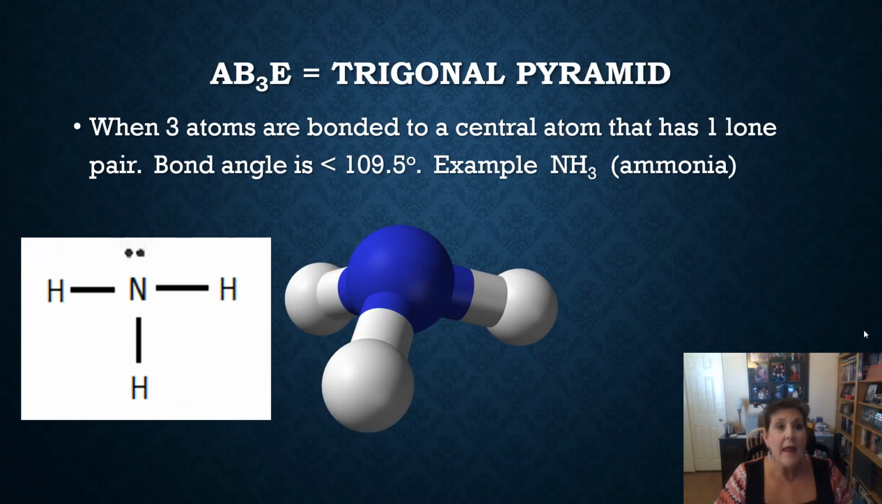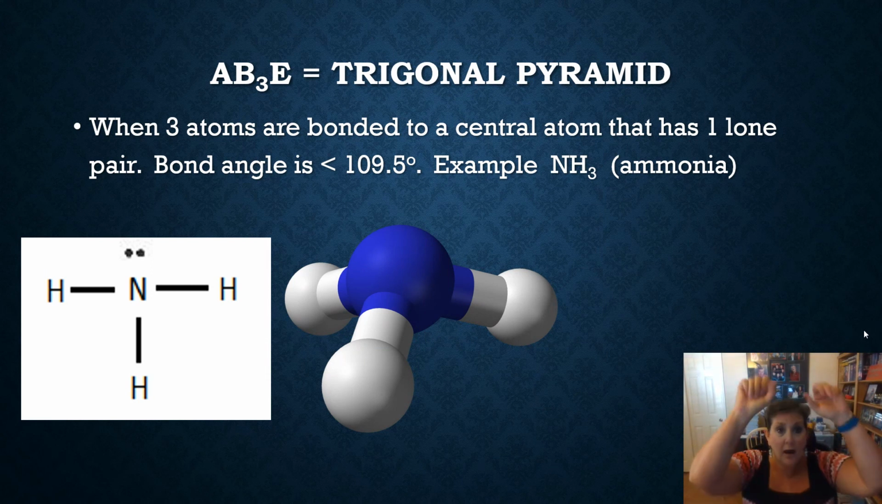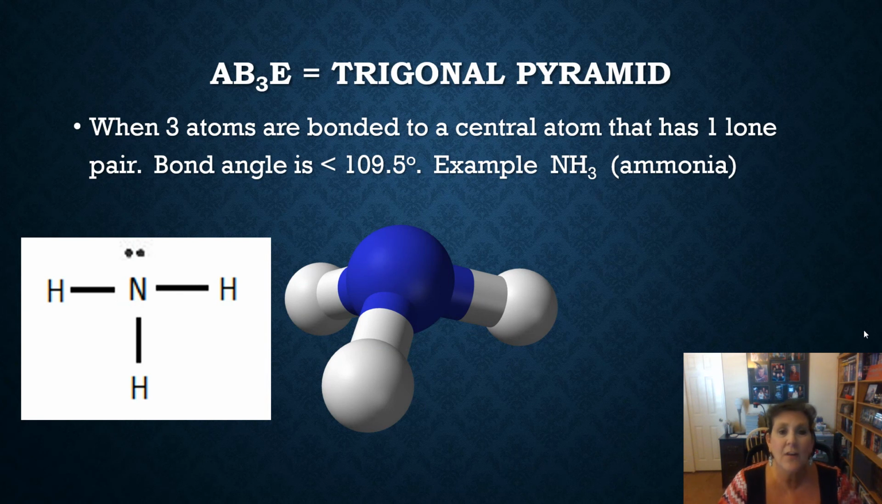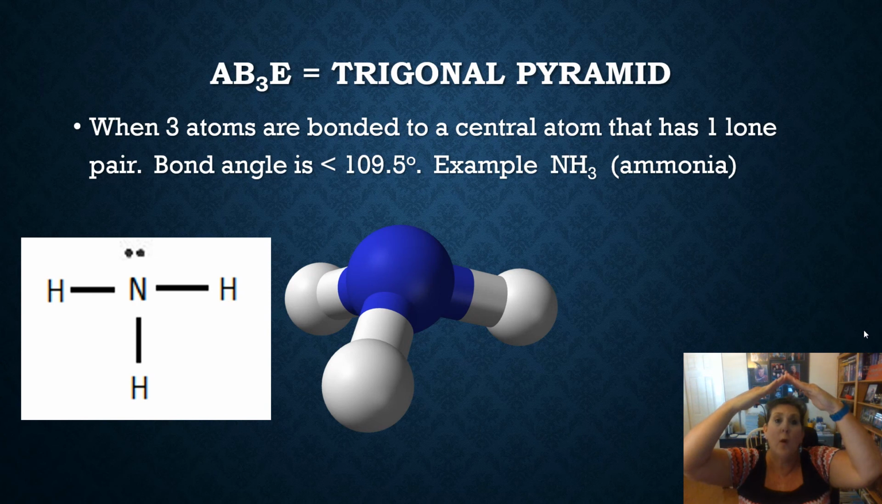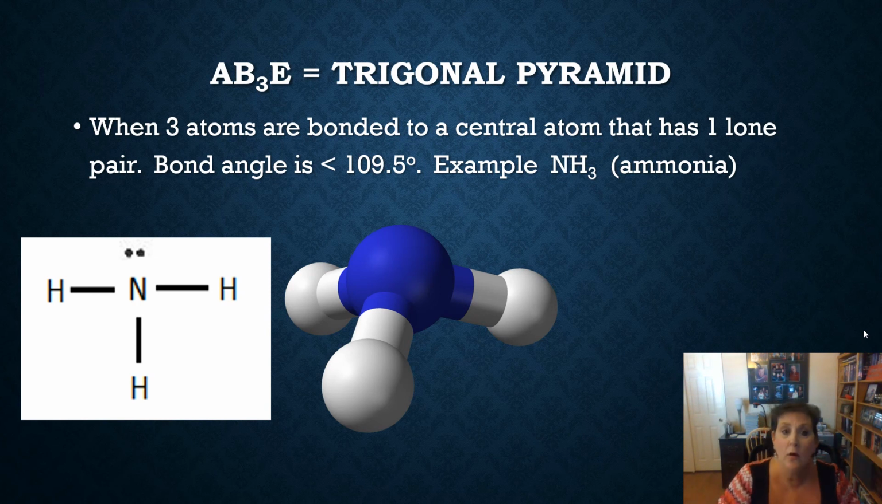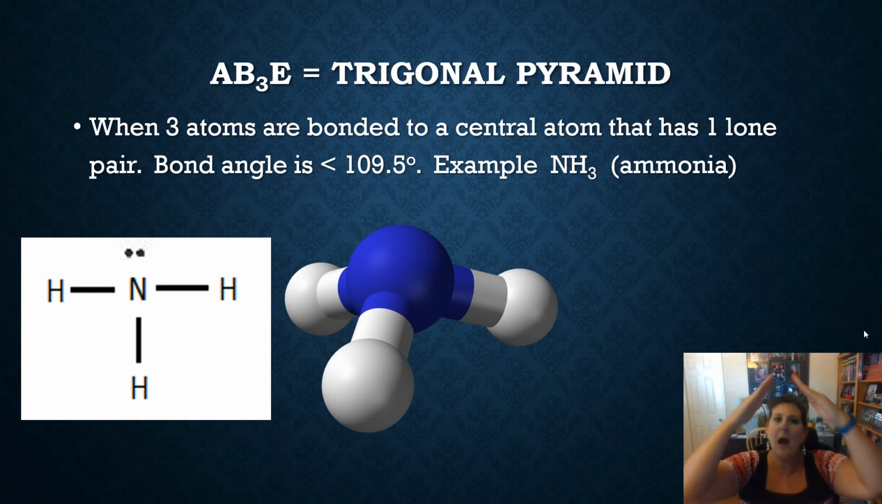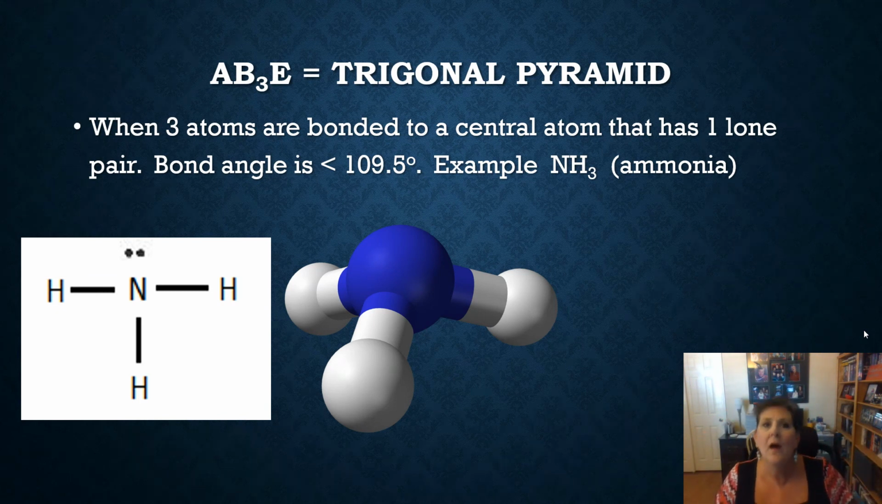Next, AB3E, trigonal pyramid. Now we draw it on a piece of paper the way it's there, N with the 3 H's and the lone pair on top. So NH3, it looks flat, doesn't it? But it really looks like this blue and white model. It is a little pyramid. The blue atom is sticking up above the white atoms. So it's a trigonal because the 3 atoms make a triangle, but the blue atom's poking up. So it's a triangle pyramid, trigonal pyramid. And the bond angles are a little less than 109.5.